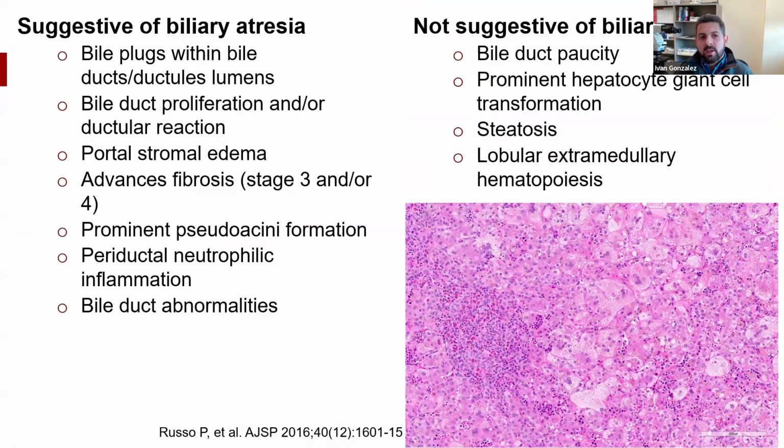So the most important thing when you're looking at this biopsy is, can I exclude BA or not? And that's the most important thing to tell your clinicians. Findings that are not suggestive of biliary atresia are bile duct paucity, a very prominent hepatocyte giant cell transformation shown in this photo, steatosis, usually when you see fat in these neonates you're thinking of metabolic conditions, and a very prominent lobular extramedullary hematopoiesis. So the way I approach this case, I try to tell my clinicians, I cannot exclude BA, you need to move forward with a Kasai, you're going to follow this patient very closely. Or I will say, I think this is not BA. So that's the most important connotation when looking at these cases.